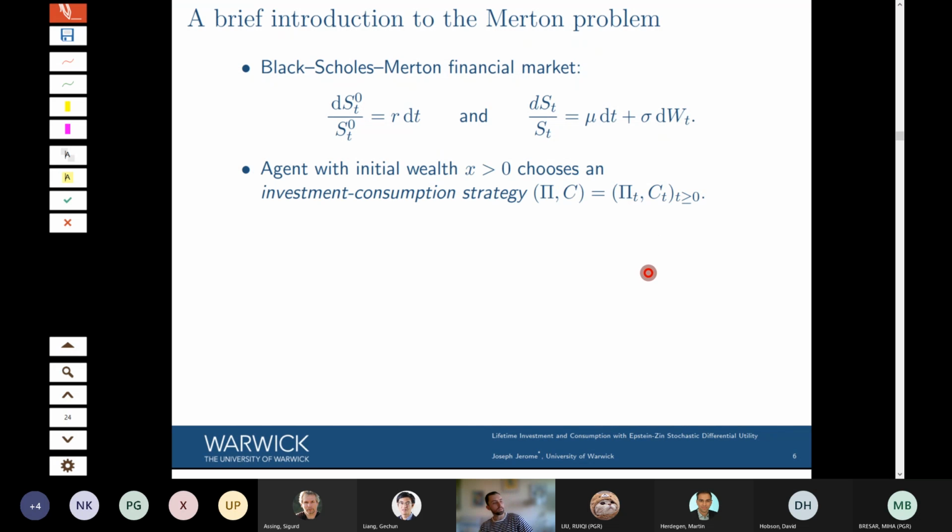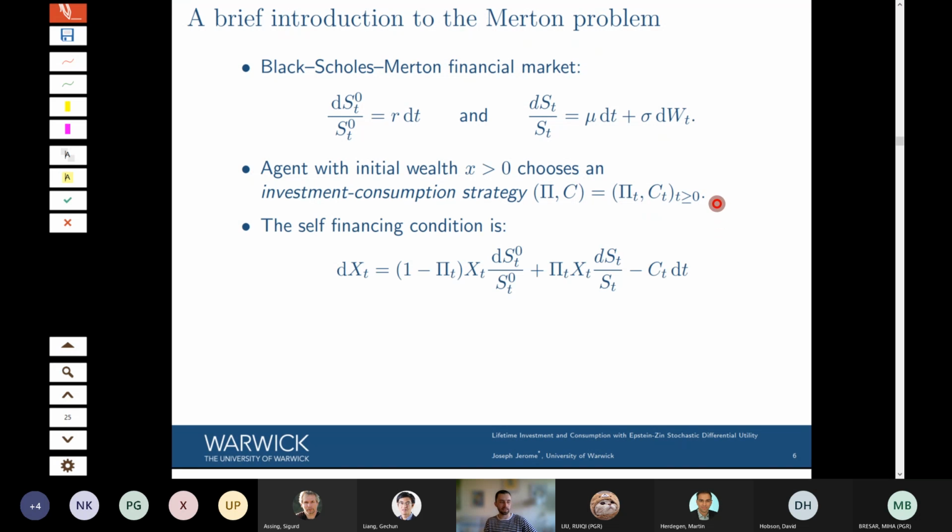And so this is what Sigurd was asking. An agent with initial wealth X then has to choose an investment consumption strategy. That's just a pair of stochastic processes, (pi, c), where pi_t represents the amount that we're investing in the risky asset at time t, and c_t represents the rate of consumption at time t. And then the self-financing condition is just going to be the following. We invest (1 minus pi_t) times our wealth into the risk-free asset. We invest pi_t times our wealth into the risky asset, and then we just consume at a rate c_t.